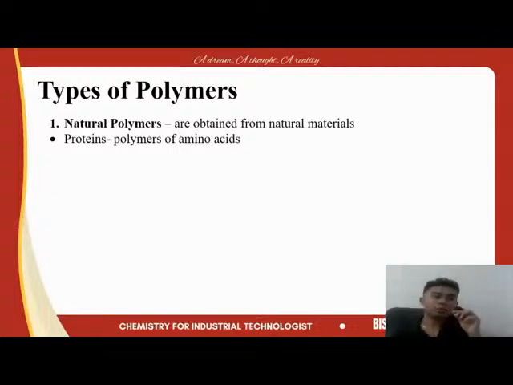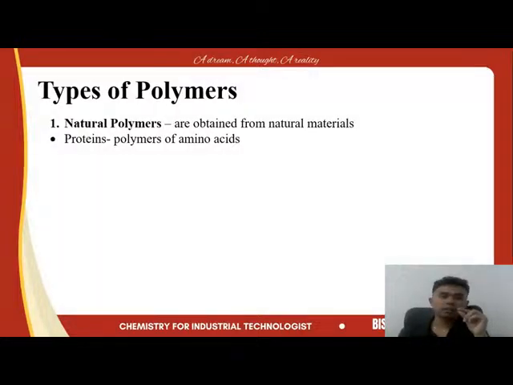You are familiar with proteins. Where can we mostly find protein? Yes, it's commonly found in meat, legumes, and fishes. So that's where we can find the proteins.